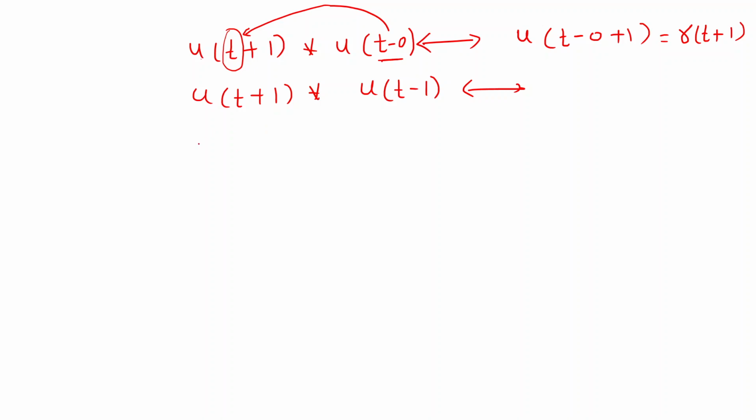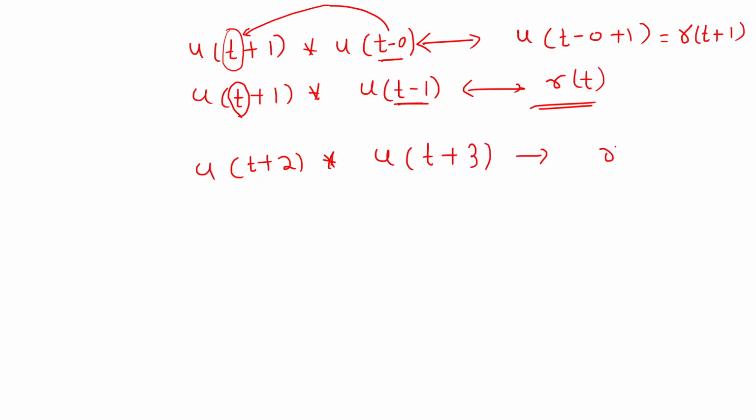Similarly, what you did here, in place of this t, you just put t minus 1, so t minus 1 plus 1, so it becomes how much? Minus 1 cancels, so it becomes r of t, like that. You're getting my point? Let's say u of t plus 2 convolution with u of t plus 3, then what is the answer? R of t plus 5. So whatever this signal, just put here in t.